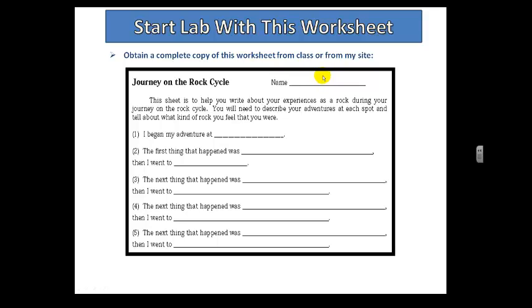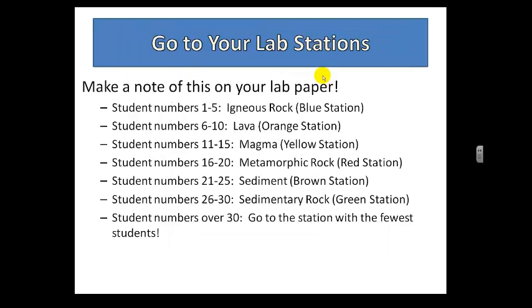The page actually has 12 different spots that you'll have to go to, and you may be at some stations for longer than others, and you may repeat some of the stations. If you look at this lab station setup here, it tells you which stations to go to for the various student numbers that you have. And the key to it is if your number is over 30, please just try to figure out which station has the least number of students so that you get a good start.